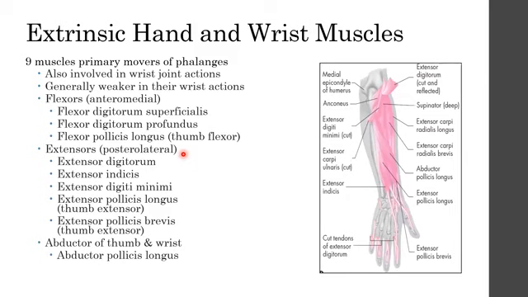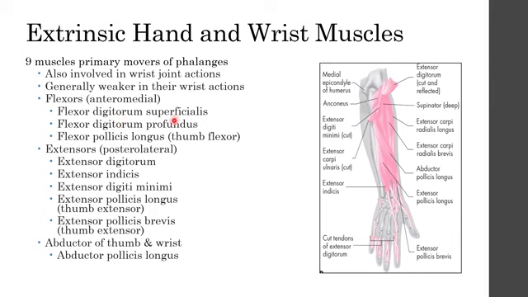All right, again, I have a huge list of extrinsic hand and wrist muscles. I'm not gonna test you guys too much on this. Just to point out some nomenclature here: if you see the word indicis, that just means our pointer finger. All right, everything else is pretty much straightforward.